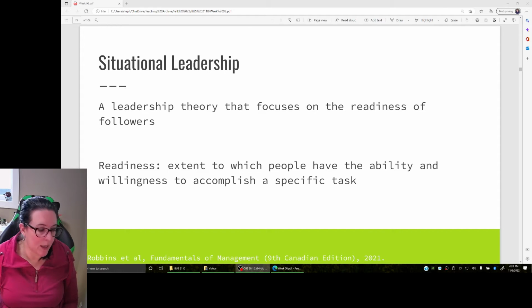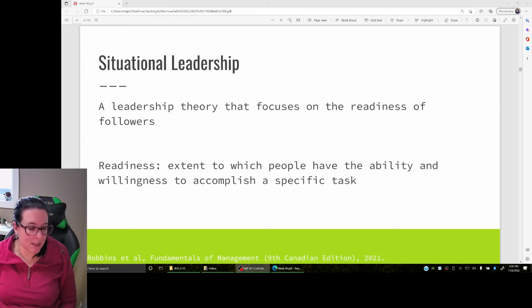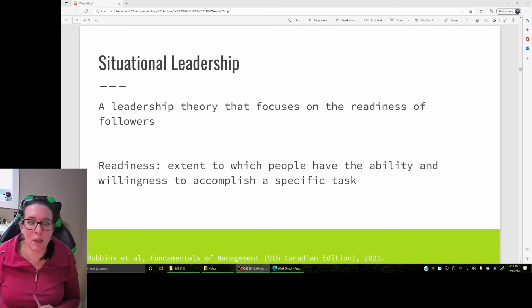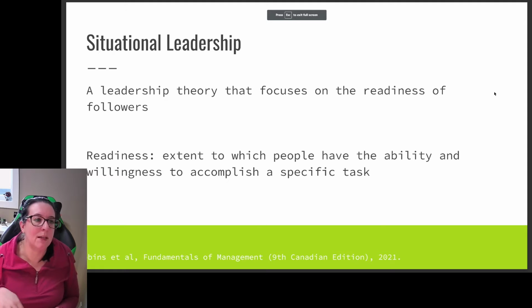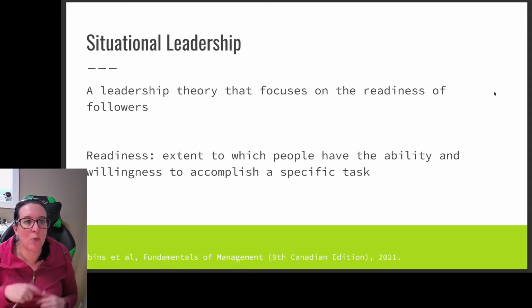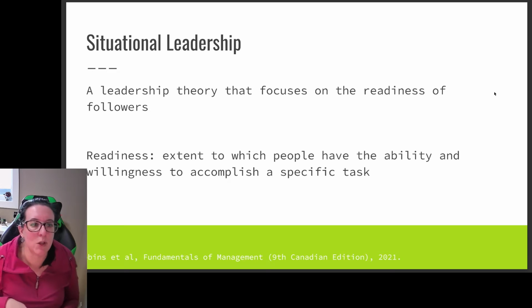We're continuing our look at the contingency theories of leadership, recognizing that different situations may require different styles of leadership. And so we're looking at situational leadership. Situational leadership says that the leader can actually change their leadership approach based on the readiness of the followers. So you identify the extent to which your subordinates have the ability and the willingness to accomplish a specific task, and then the style of leadership meets the employee's needs.